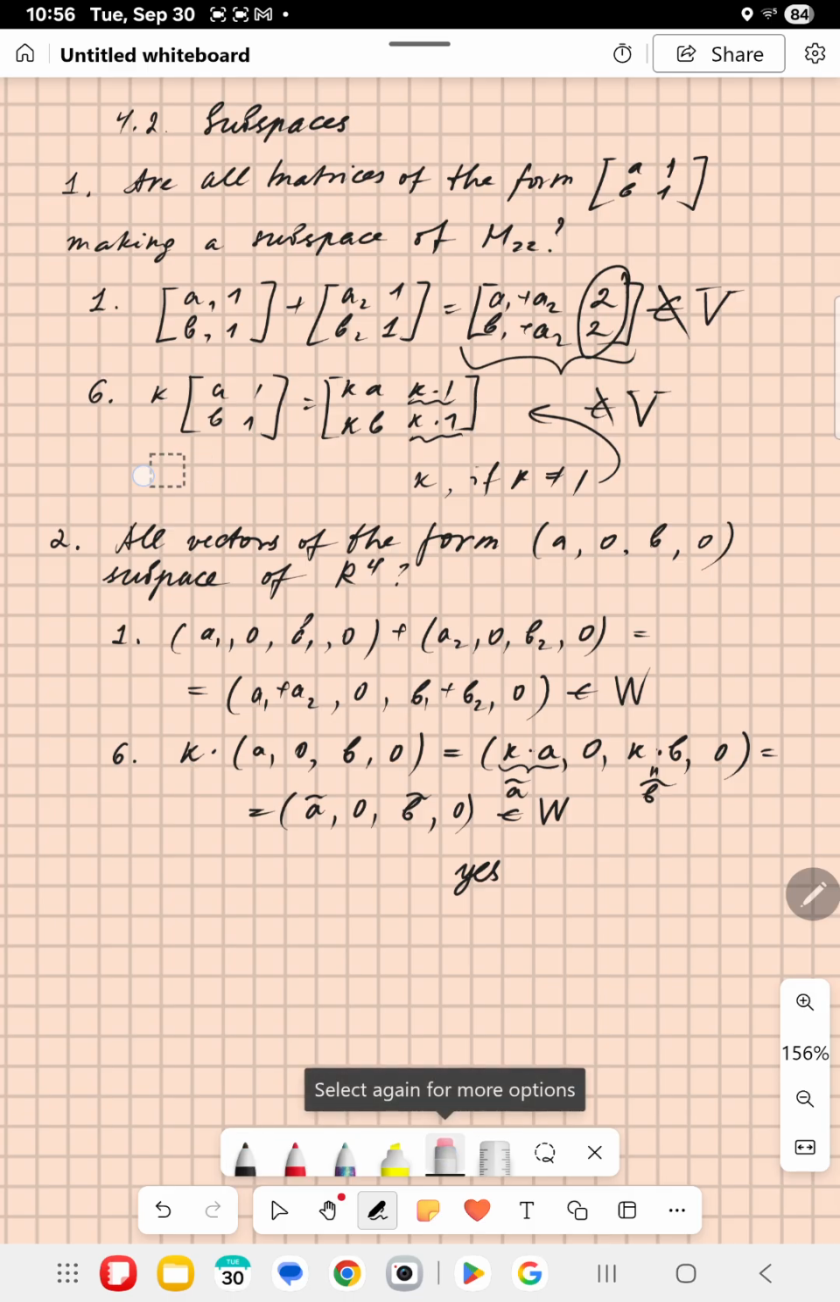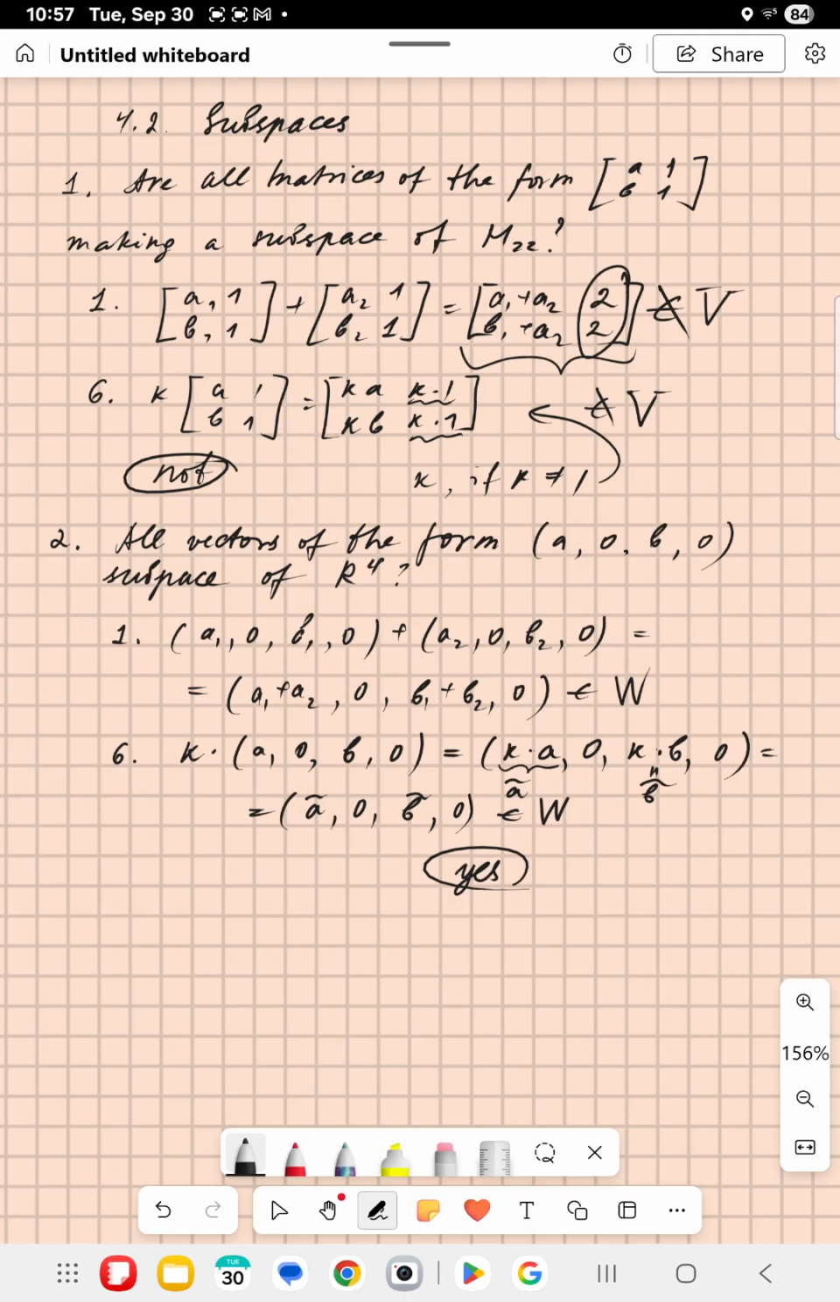Sorry, instead of not, I was writing down non. Not, and this one is yes, it's a subspace. Okay, just remember closure axioms actually define whether it's a subspace or not. If you see that other axioms were violated, you can always try them.